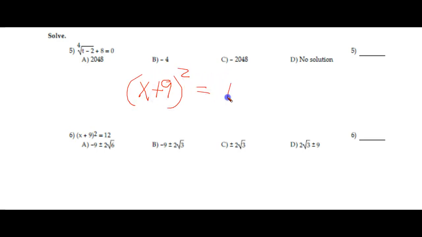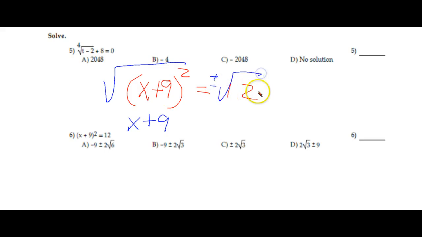Now, you could expand this, put it in standard form, and then use the quadratic formula, if it didn't factor. This doesn't factor. But you could do it this way. This is the easier way to do it, where you're just going to use the square root principle, where you take the square root of this side, then that just becomes the radicand, and plus or minus the square root of 12.